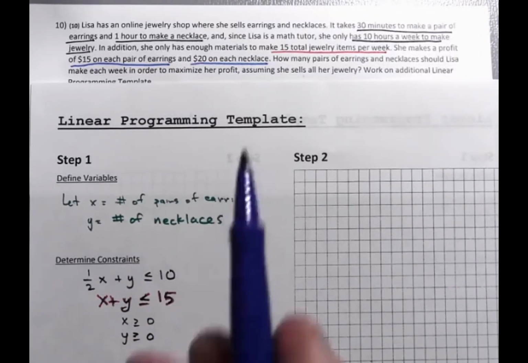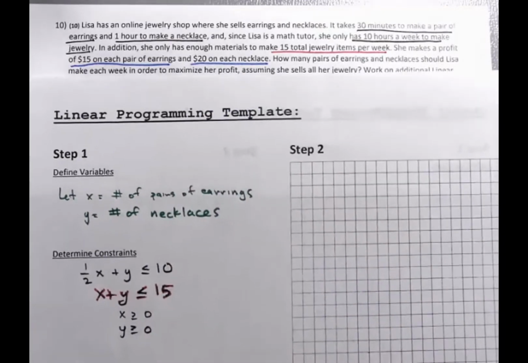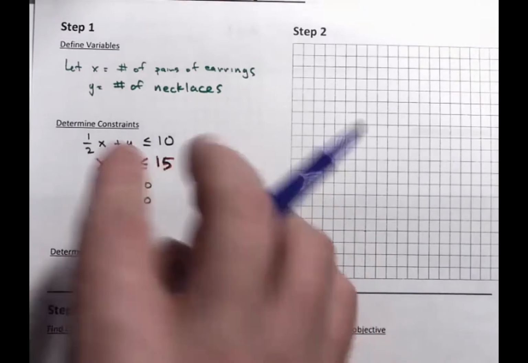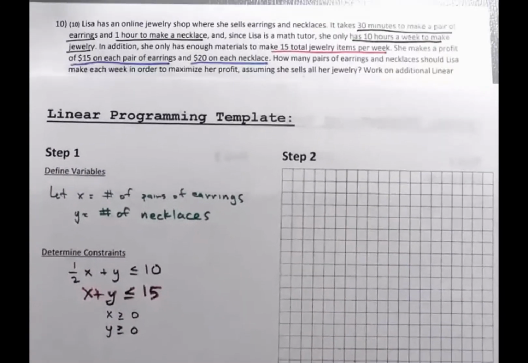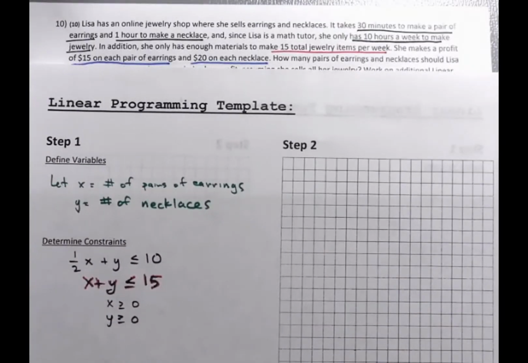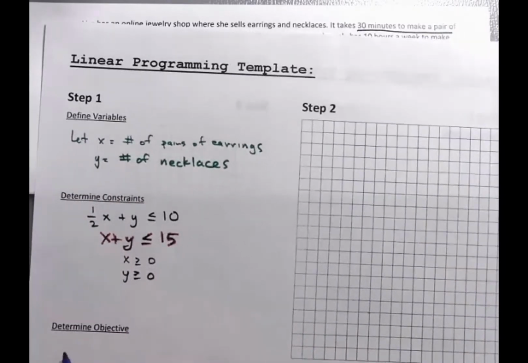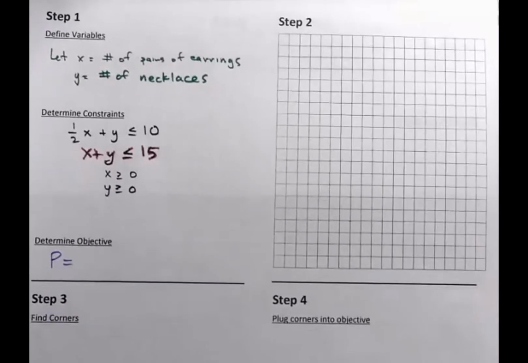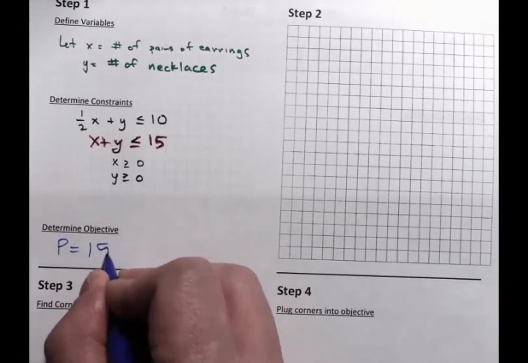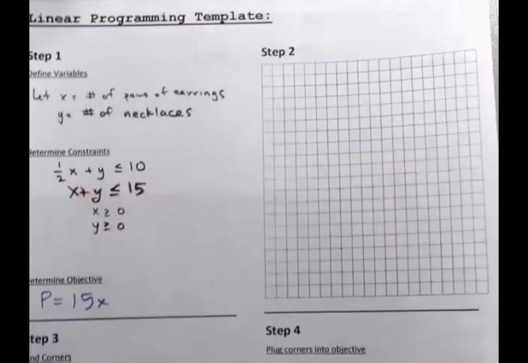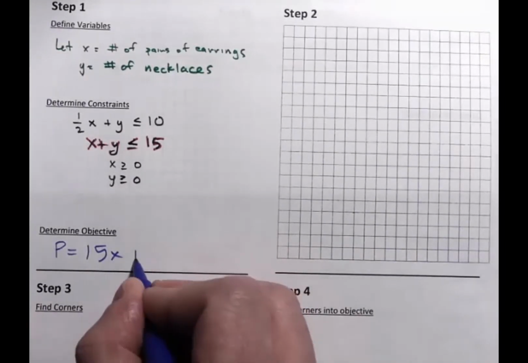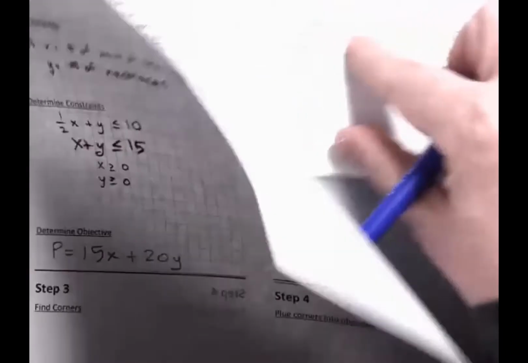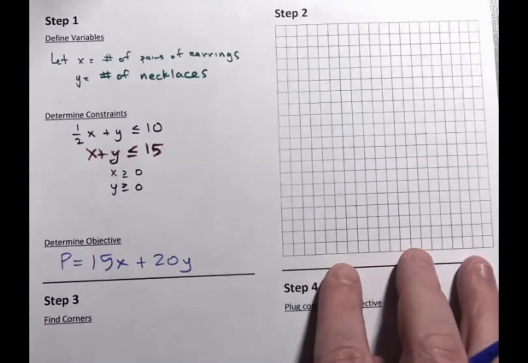Okay? So the blue will be used to represent the objective function. So the objective function says that would be the profit, because we want to maximize profit. So she makes for her profit $15 on earrings and $20 on the necklaces. So I believe that's good, translating all of the information over to our template.